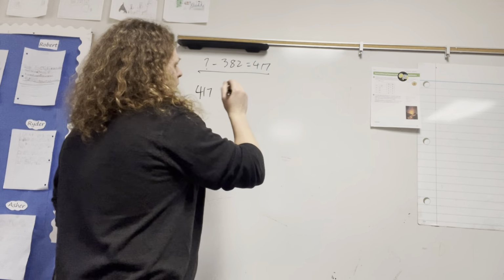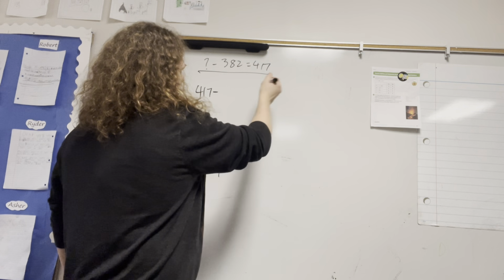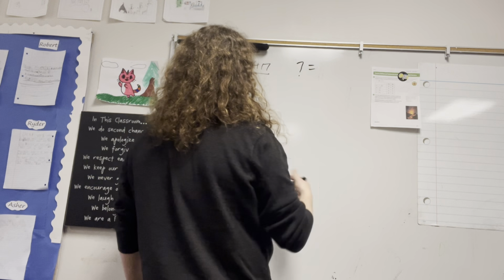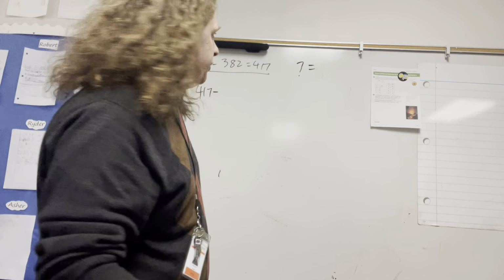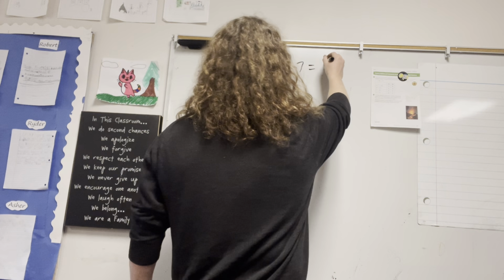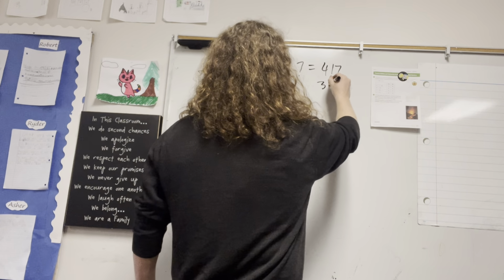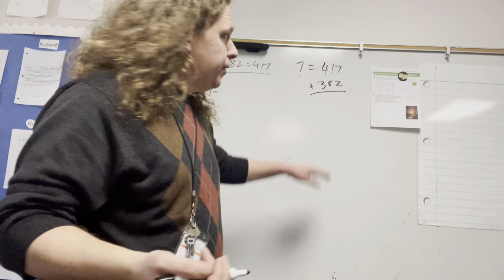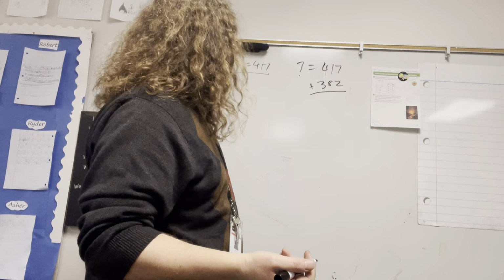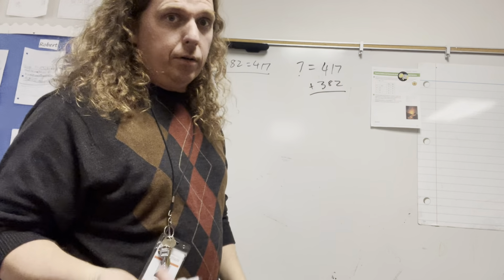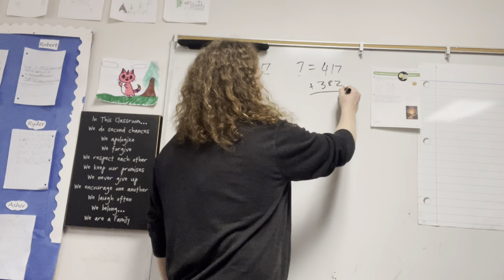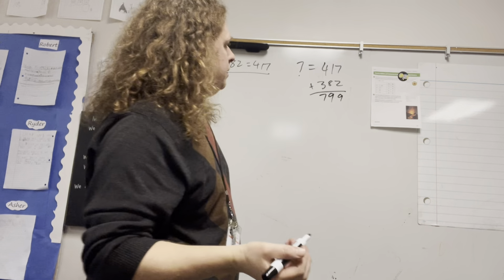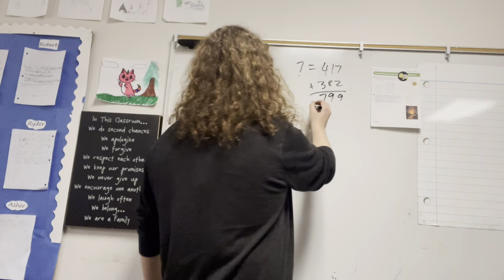So let's solve this question first. What is the question mark? Something minus 382 equals 417. The easiest way to find that out is by adding 382 to 417, because whatever that number is, that number minus 382 will equal 417, right? So 7 plus 2 is 9, 1 plus 8 is 9, 4 plus 3 is 7. We can even double check that answer.